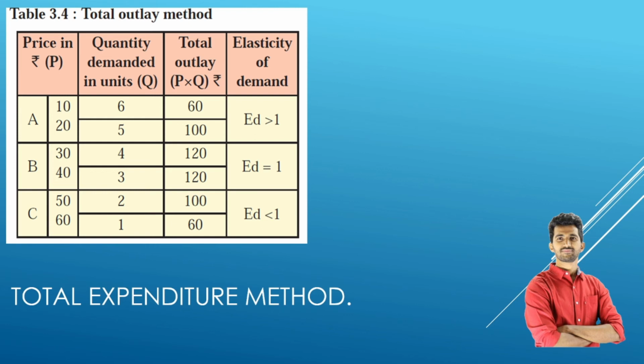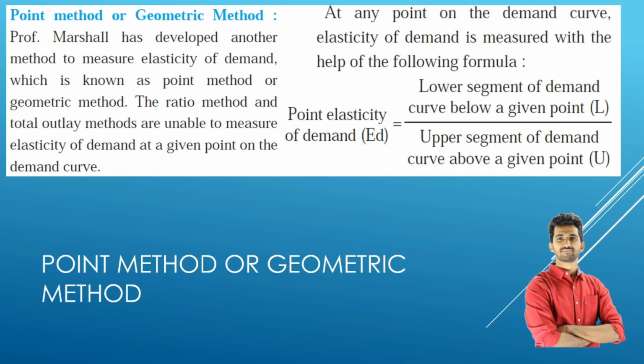So in this way, total expenditure method helps us in understanding elasticity of demand. Moving on to the next one, point method or geometric method. Professor Marshall has developed another method to measure elasticity of demand, which is known as point method or geometric method. The ratio method and total outlay method are unable to measure elasticity of demand at a given point on the demand curve. Yes, my dear students, at any point on the demand curve, elasticity of demand is measured with the help of the following formula.